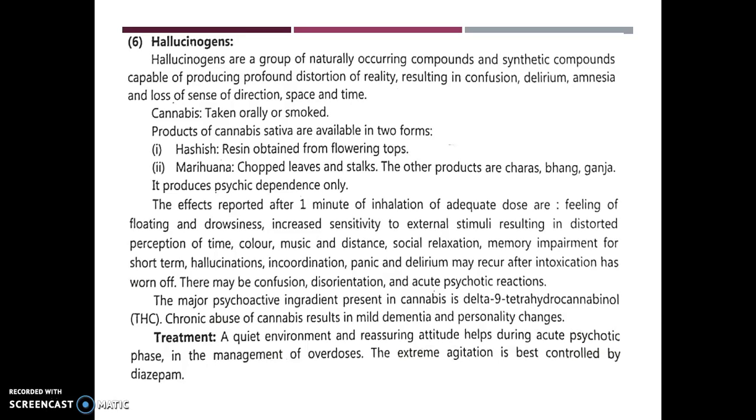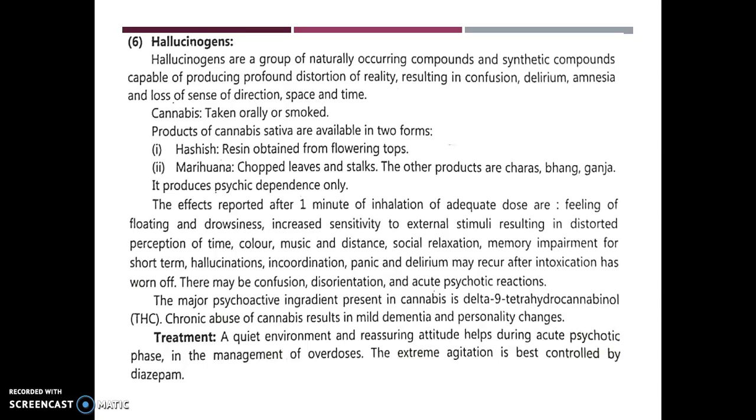Hallucinogens are a group of naturally occurring and synthetic compounds capable of producing profound distortion of reality, resulting in confusion, delirium, amnesia, and loss of sense of direction, space and time. Cannabis, when taken orally or smoked. Products of cannabis sativa are available in two forms: hashish, the resin obtained from the flowering top, and marijuana, chopped leaf and stalk. The other products are charas, bhang, ganja. It produces psychic dependence only.